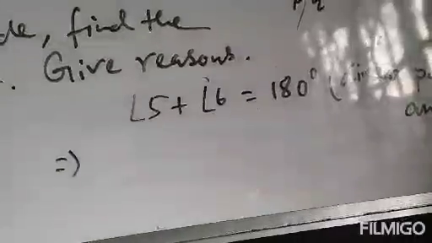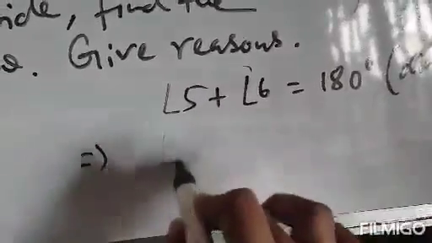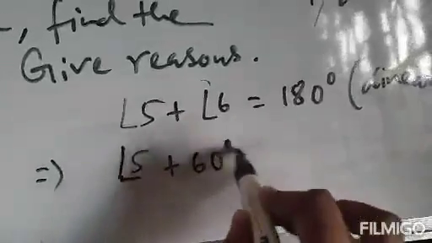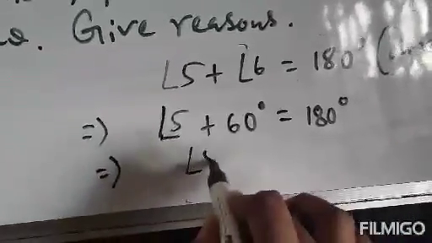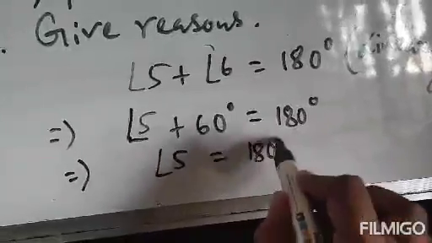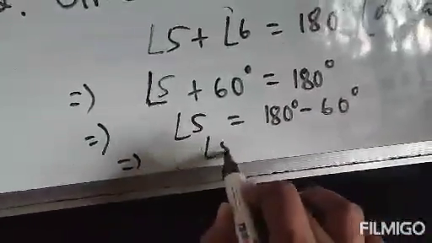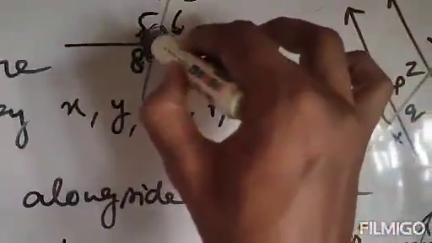Next, the value of angle 6 was 60 degree. So just write 60 degree in place of angle 6. Therefore angle 5 will be 180 degree minus 60 degree. Therefore angle 5 will be equals to 120 degree. So see, this is angle 5, this is 120 degree.